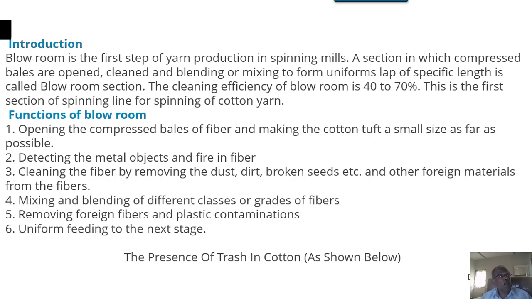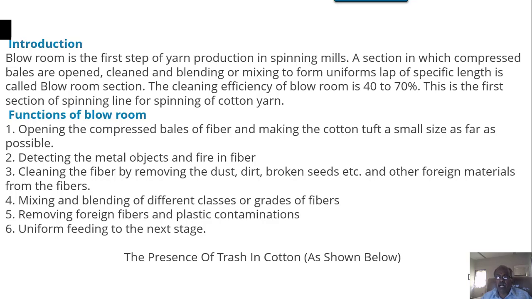Now in the modern blow room line, the second step is very important: detecting the metal objects in the fiber. This is a very important part. To extract and dislodge the metal particles if at all they are present. Then cleaning the fibers by removing the dirt, dust. Now here in today's blow room line, the trash is also classified.